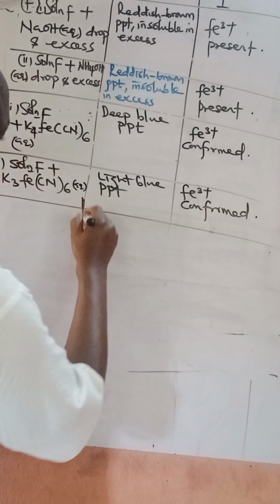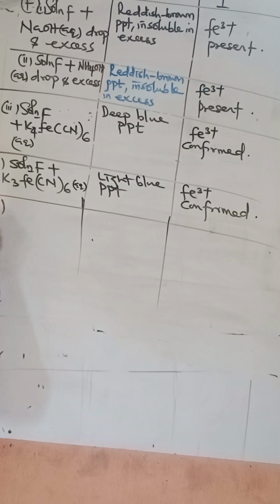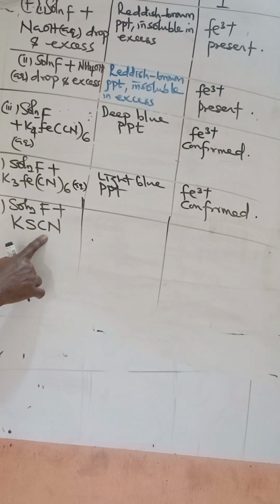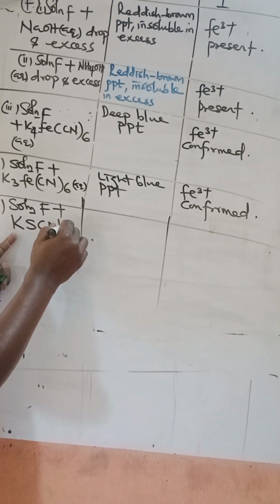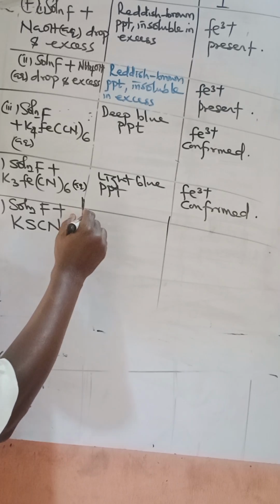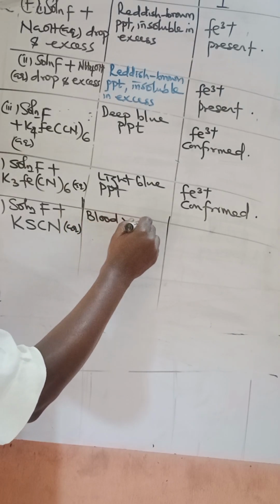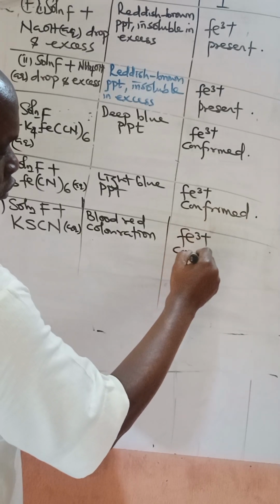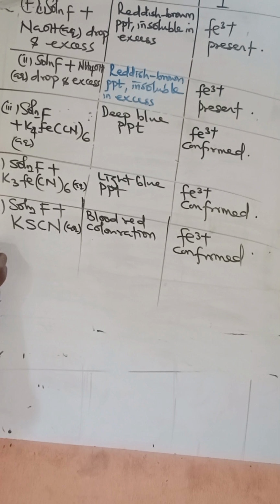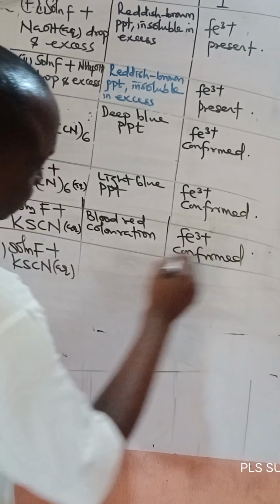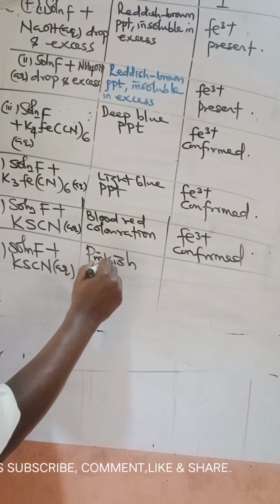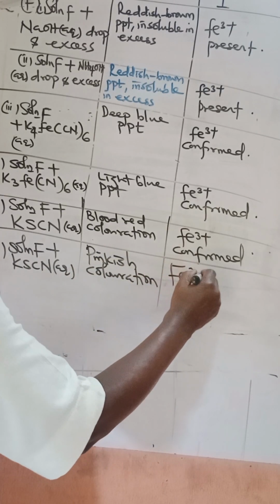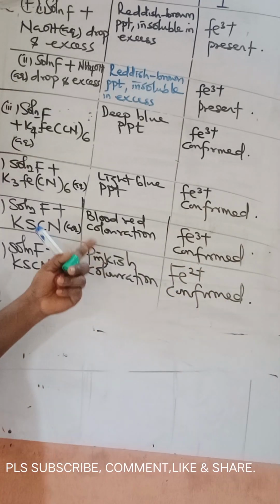We have another special test. Let me take it to 5. Let's say you have another portion of solution F plus KSCN. This is potassium thiocyanate solution. You add it to solution F and you have a blood red coloration. That is iron 3 also confirmed. Take note of that. Sometimes, if you add solution F plus aqueous KSCN and you have a pinkish coloration, it's no longer iron 3 but iron 2 confirmed. But for iron 3 it will look like blood.